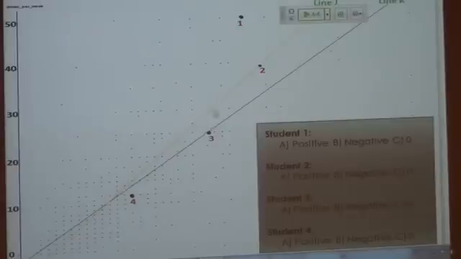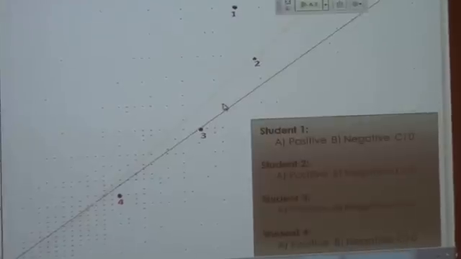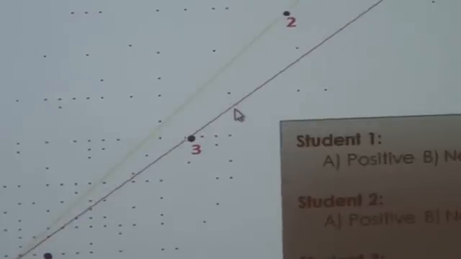Between the two lines here. How about this point right here? Can you all see this point? It's in between this line and this line. And I want you to answer whether it's positive, negative, or 0. Can you all see it? Answer positive, negative, or 0 for that one. Which line are you looking at is the question. Which is the regression line?